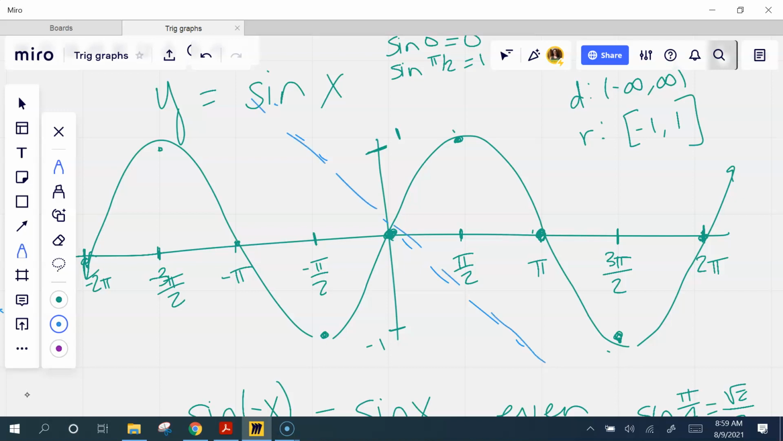It's reflective about that diagonal line there, y equals negative x, right? It rotates. If you take it and you go 180 degrees, it looks the same. That's odd symmetry.